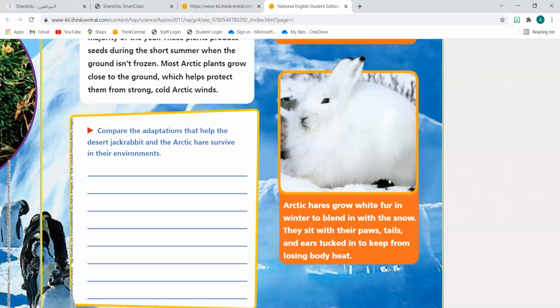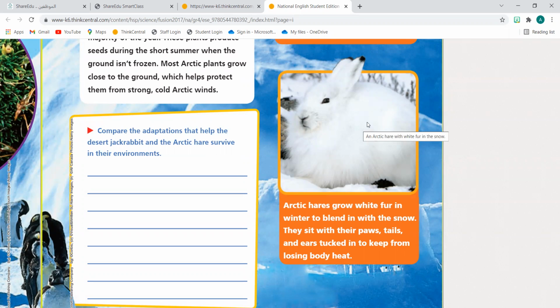So look at the arctic hare down here. It is covered by what? Fur. And what is the color of it? White. Why is it the color white? So it can hide from the predator. So it can blend in with the snow. Excellent, and hide from a predator.